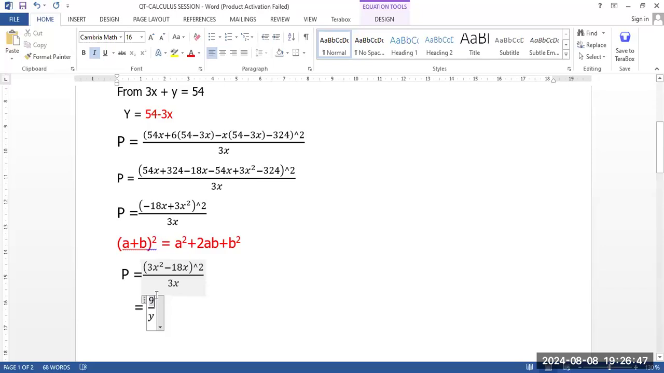If you have x squared times x squared, what do you get? You get x. If you have the same base, x is your base. Now you add the powers. You get 2 plus 2, which is 4. So it will be 9x power 4.